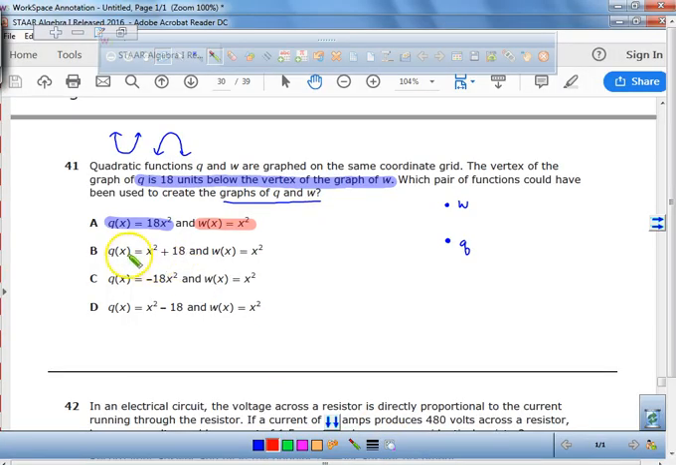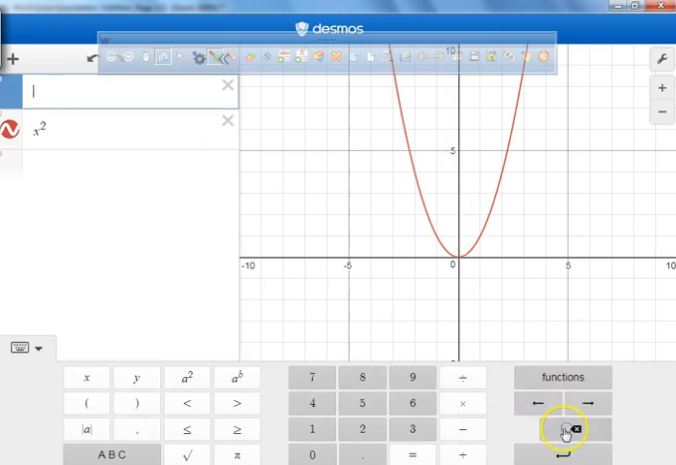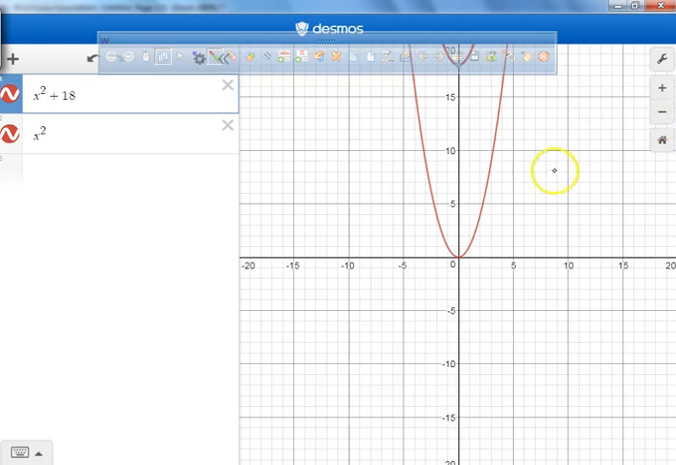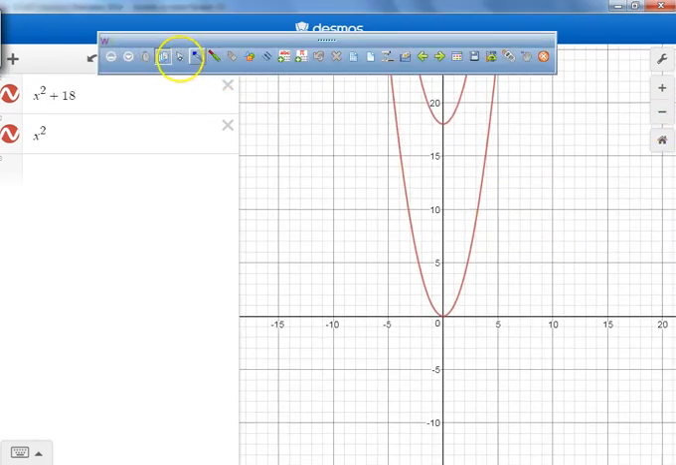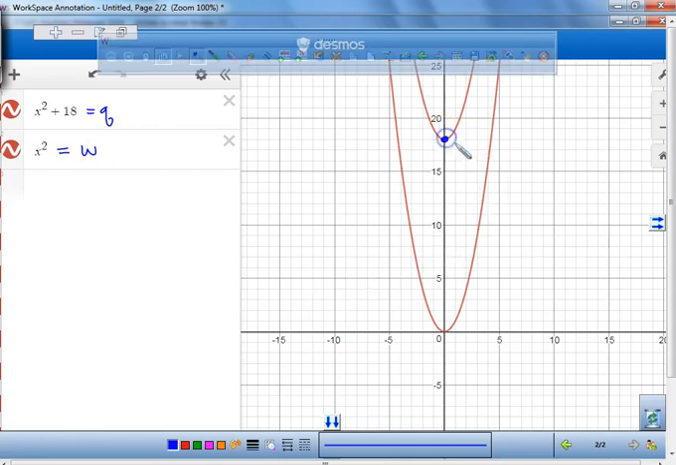Here's what I want you to do. Type in x squared plus 18. Well, let's keep x squared the same, but x squared plus 18. And this is Q. Over here, you're going to go back and type in x squared. Now everybody, this represents Q, this represents graph W. Okay? Right up here, this is Q, this is W.